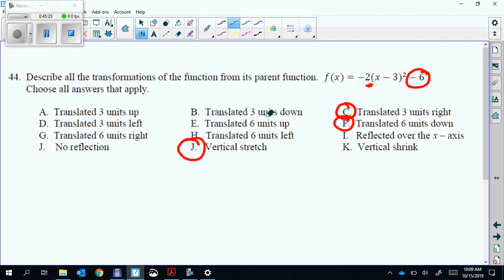The negative has to do with a reflection. And it's a vertical reflection, since this is a parabola, reflects from up to down, which would be over the x-axis. So it's all four of those.